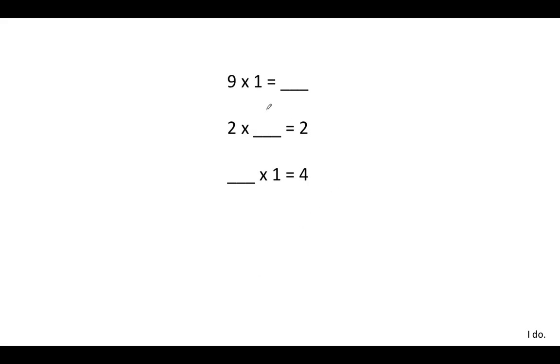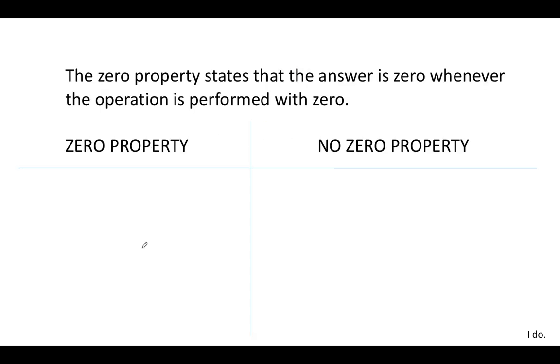Let's go ahead and fill these in then. 9 times 1, 9. Great. 2 times 1, 2. 4 times 1, 4. Okay. Last one, the 0 property. Now you do the same thing here that you did with addition, subtraction, multiplication, division, in the sense that you say, I want you to think about each operation and see which one you think has a 0 property. The 0 property says when the answer is 0, whenever the operation is performed with a 0. So go ahead and think, okay?